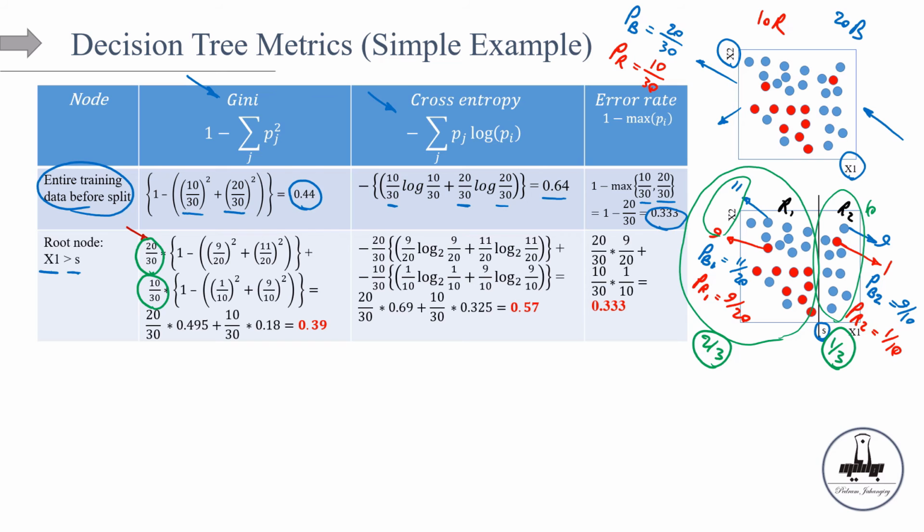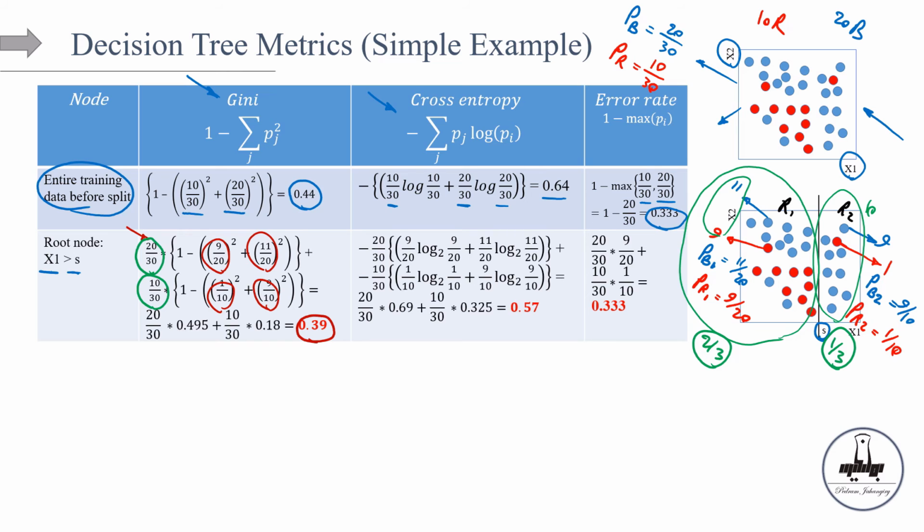So 2/3 multiplied by 1 minus what? What are the probabilities in region 1? There are 9/20 and 11/20, right? So 9/20 for red, 11/20 for blue. In region 2, 1/10 for red, 9/10 for blue. So if you do the math, the Gini with this split is going to be 0.39.